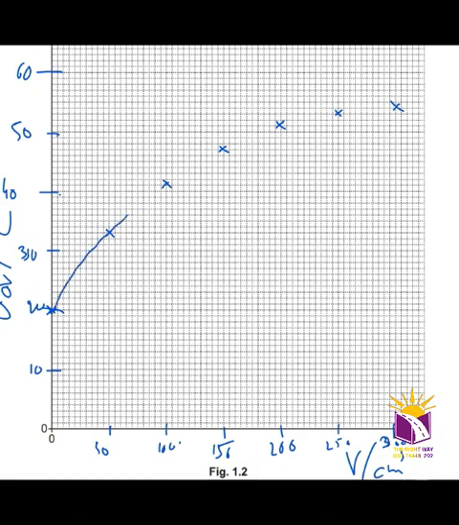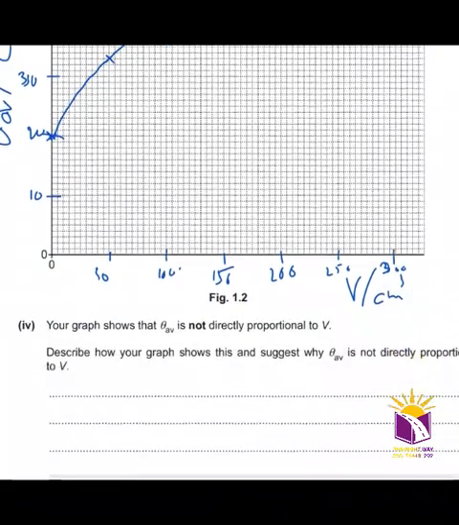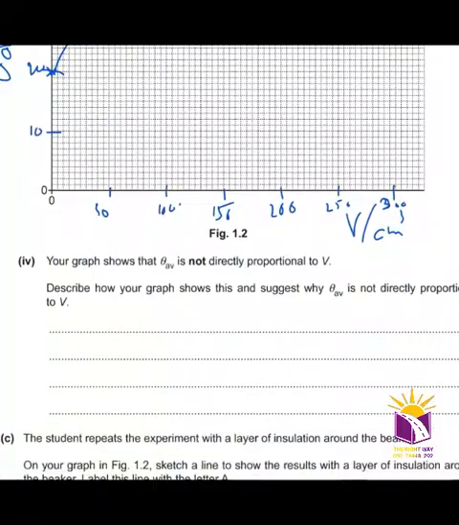So it will be like a curve like this one. It is the best fit curve. Your graph shows that theta AV is not directly proportional to V. Describe how your graph showed this and suggest why theta AV is not directly proportional to V. If the two quantities are proportional to each other, then the line will be a straight line. So no straight line means that they are not directly proportional to each other.